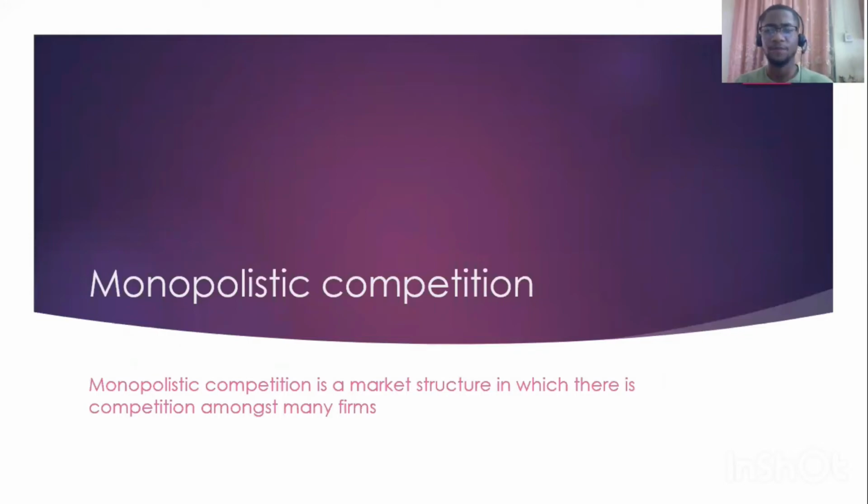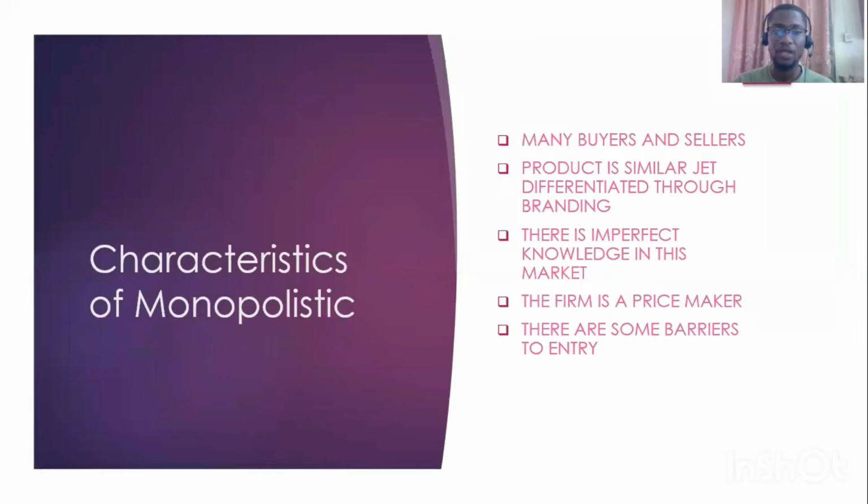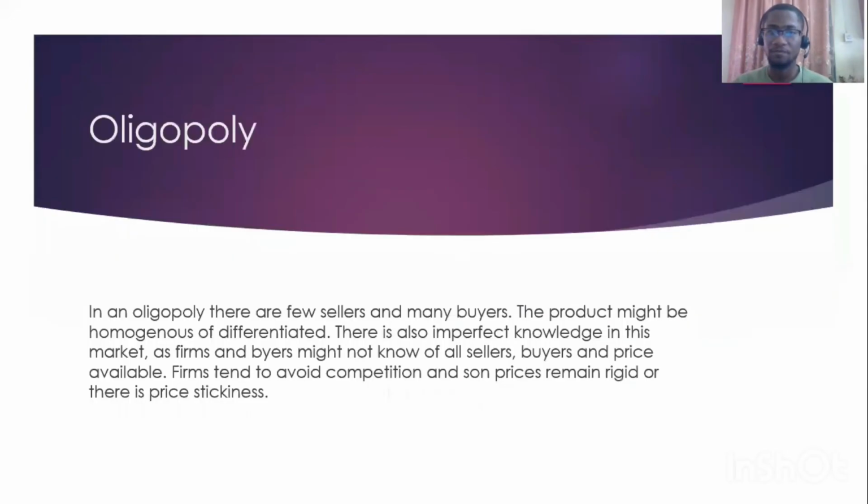Monopolistic competition. Now this is like the best of both worlds, you could say. A combination of perfect competition and monopoly. Monopolistic competition is a market structure where there is competition among many firms. Characteristics: many buyers and sellers, and the product is similar yet differentiated through branding. So this gives the firm some degree of market power. There's imperfect knowledge in this market. The firm is a price maker. There are some barriers to entry.